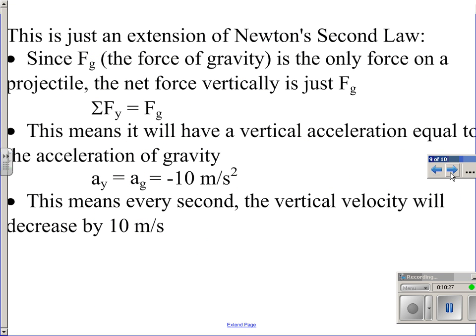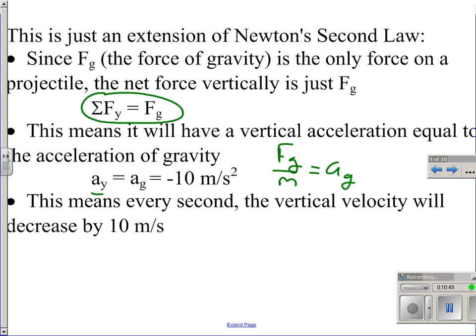Oh, sorry. How do we get that? Why do we know that? Well, that's basically just an extension of Newton's second law, right? Look, the force of gravity is the only force on it. So our net force vertically is just the force of gravity. And if you take the force of gravity and divide it by mass, it gives you the acceleration of gravity, right? That's Newton's second law, basically.